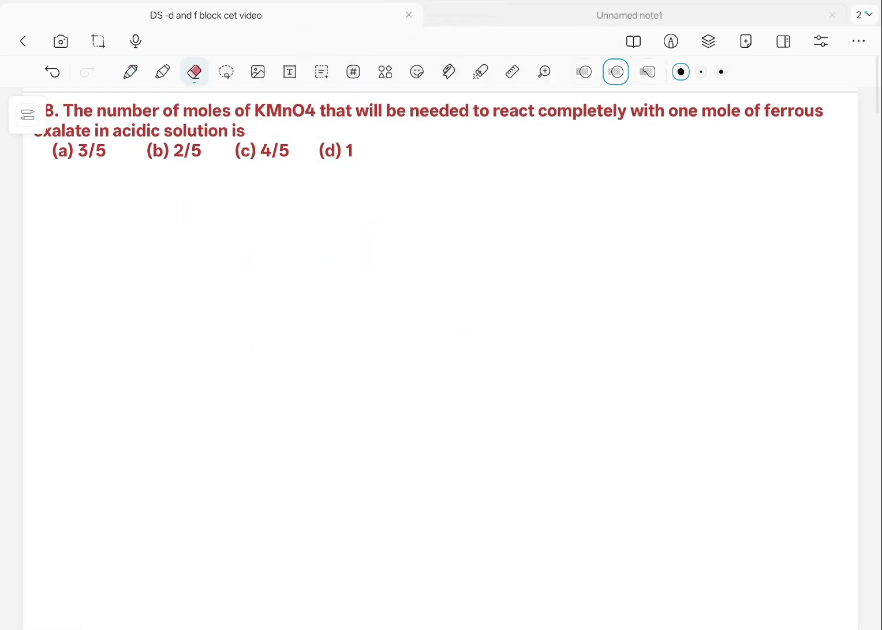The question is like that: the number of moles of permanganate needed to react completely with 1 mole of ferrous oxalate in acidic medium. How do we solve this question? First, we will write the reduction reaction and oxidation reaction. The permanganate ion MnO4 minus in acid medium will get reduced to Mn2+ in the presence of ferrous oxalate.